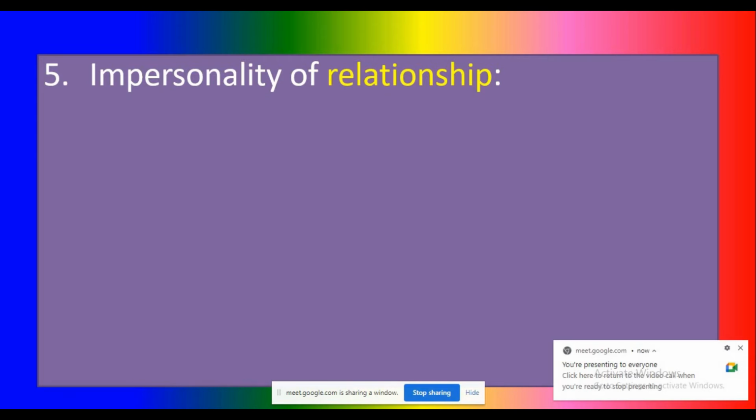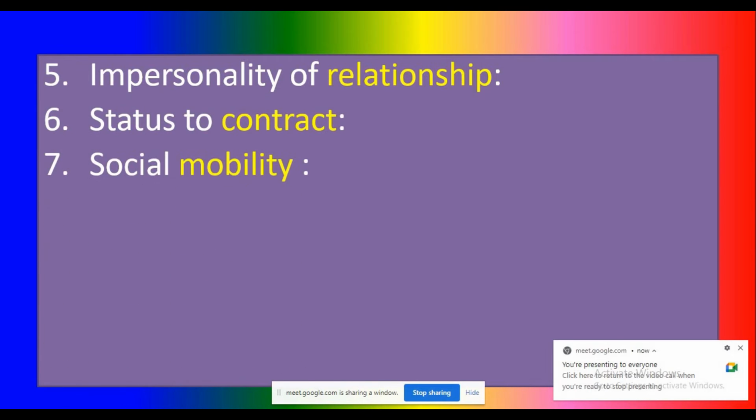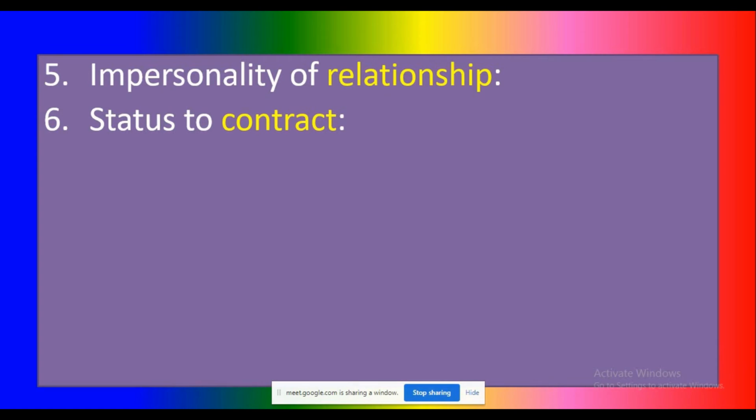Then 5, impersonality of relationship. In agrarian society, people have sentiment in relations, but here the relationship is impersonal. 7th one, status to contract. Every activity is based on agreement. For example, when you join a job in the city, first there is an agreement between employer and employee, a contract. Only then do you join the job, and according to that contract, do some work and earn money, economic activities, transactions.